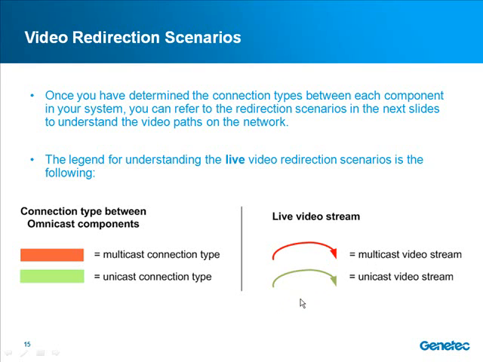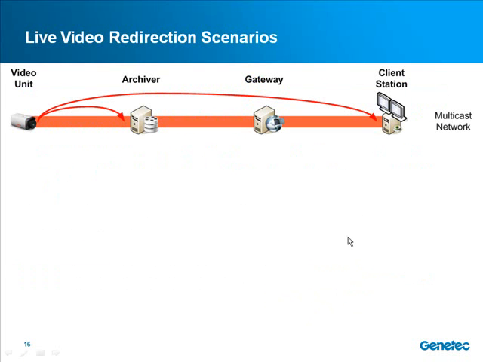We'll take a look at the live video scenarios first, which will only use multicast and unicast video streams. First is our most common and most efficient scenario, which is the full multicast scenario. The connection types along the chain are all multicast, and as we can see, video will go from the video unit straight to the archiver, and also straight to the client station. Note that in this situation, we don't have any servers doing redirection. The live video stream is going directly from the source, the video unit, to the destinations, which are the archiver and the client station.